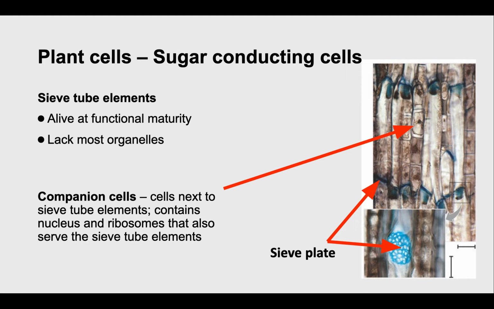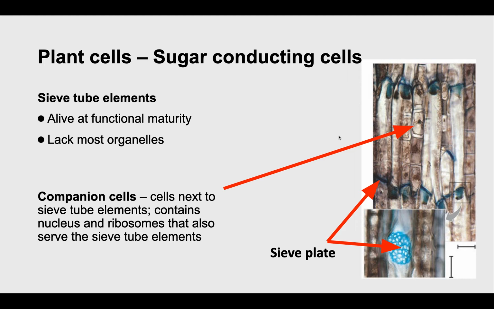The last type of cells we're going to talk about are sugar-conducting cells. We call these sieve tube elements. These are alive at functional maturity, but unlike most of the cells in a plant, they're not going to have a lot of their organelles. They're going to have very, very basic organelles. They're not even going to have a nucleus, but they still are alive. They have a plasma membrane.